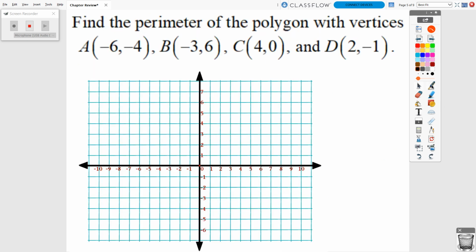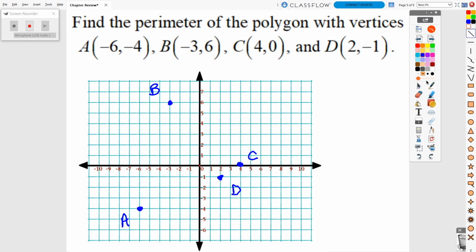All right, next one. Find the perimeter of the polygon with vertices. So first let's graph these points here. So -6, -4. All right, there's point A. Point B, -3, 6. All right. C, 4, 0. All right. And D, 2, -1.